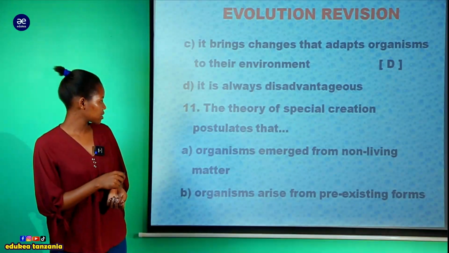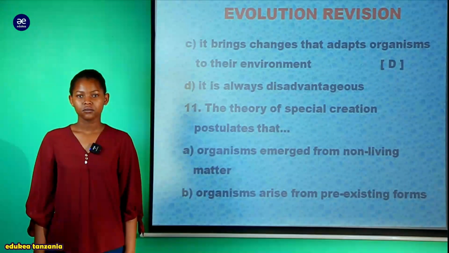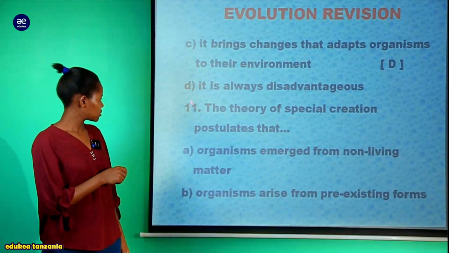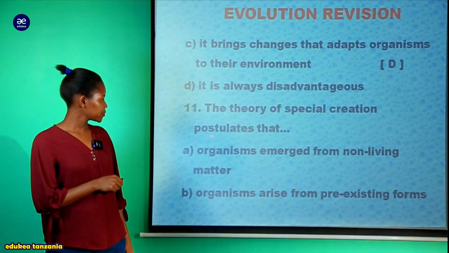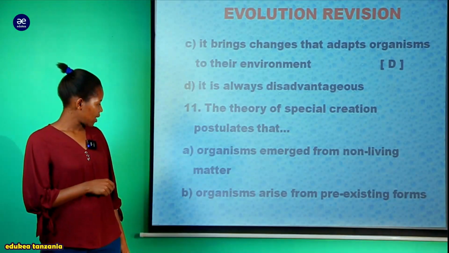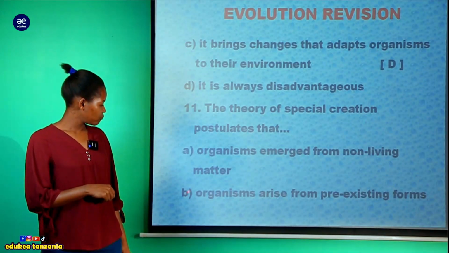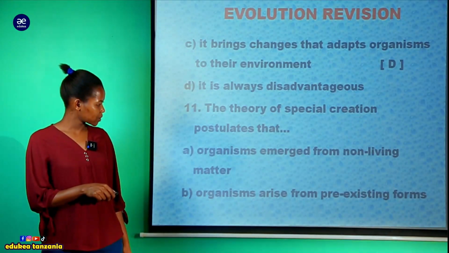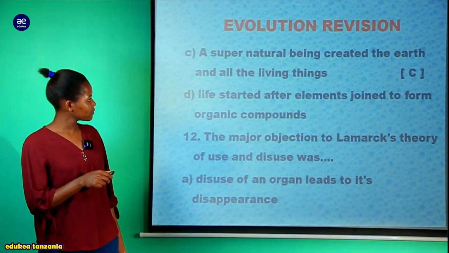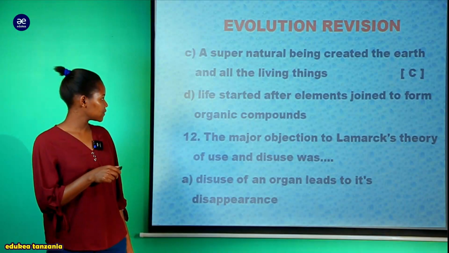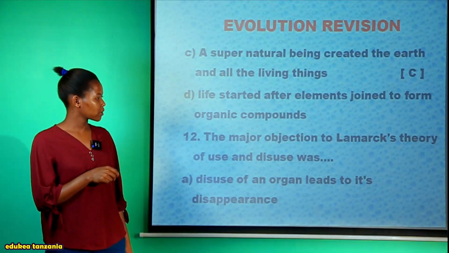Again, question number 11. The theory of special creation postulates. As you can see, the question number 11, the theory of special creation postulates that dash dash A, organisms emerged from non-living matter. B, organisms arise from pre-existing forms. C, a supernatural being created the earth and all the living things. D, life started after elements joined to form organic compounds.